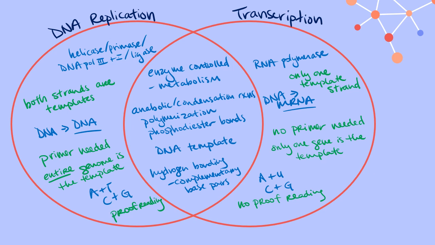There is not this function in transcription. And one last little difference, in transcription, we do have this super cool process called splicing, in which we modify the pre-messenger RNA, the primary messenger RNA, just in eukaryotes. There is no splicing in DNA replication.